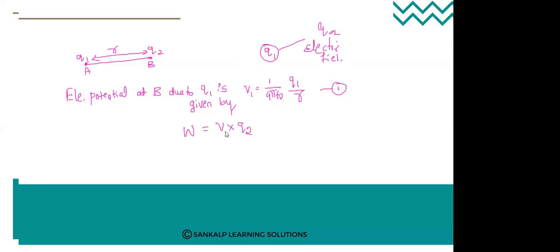So what is that V? V is nothing but V1. So what is the V1 value here, students? This V1 value is 1 upon 4 pi epsilon naught Q1 by R, into Q2, and this work done is stored in a charge as what? That is the potential energy. So the potential energy U is equal to 1 upon 4 pi epsilon naught Q1 into Q2 divided by R, where R is the distance between the charges.